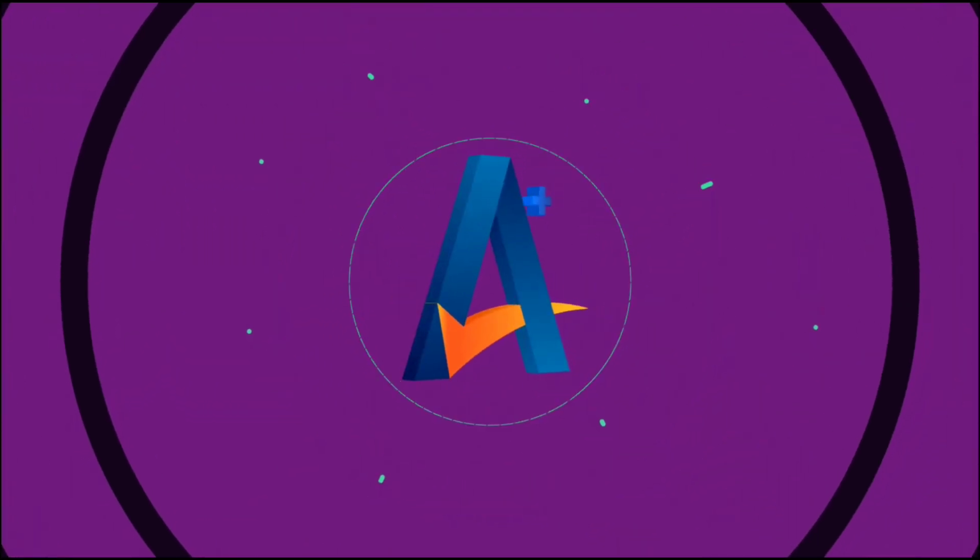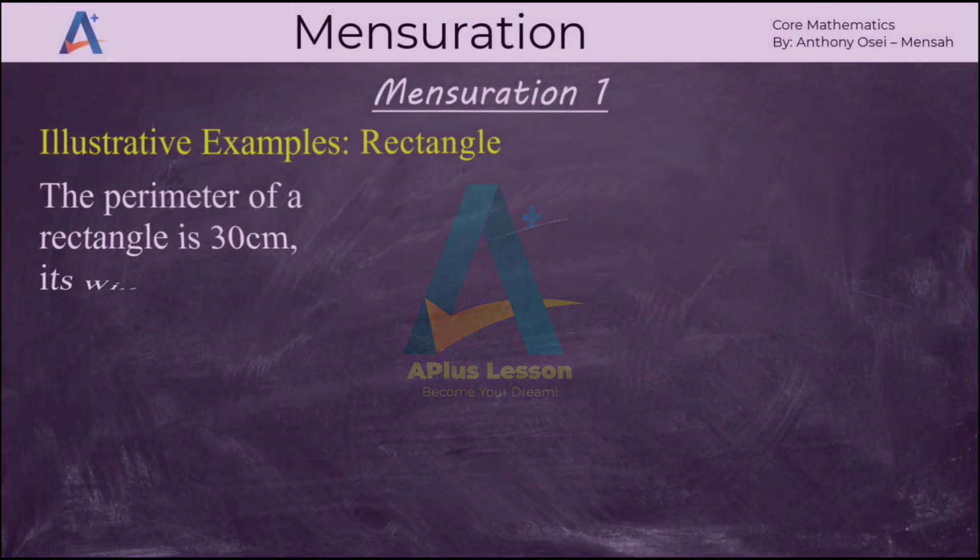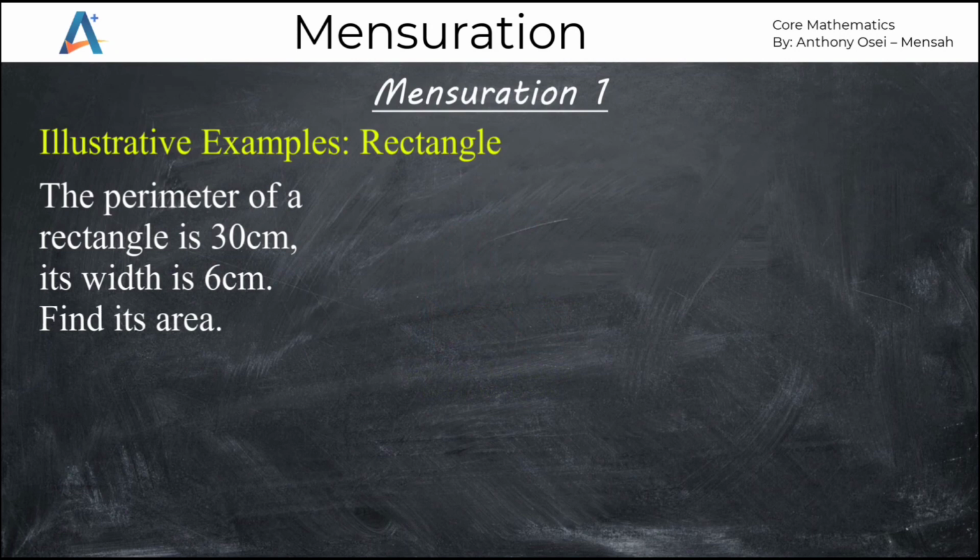The perimeter of a rectangle is 30 centimeters. Its width is 6 centimeters. Find its area. Now this question has parameters like perimeter, width, and then we are finding area. Let's now get into the solution.